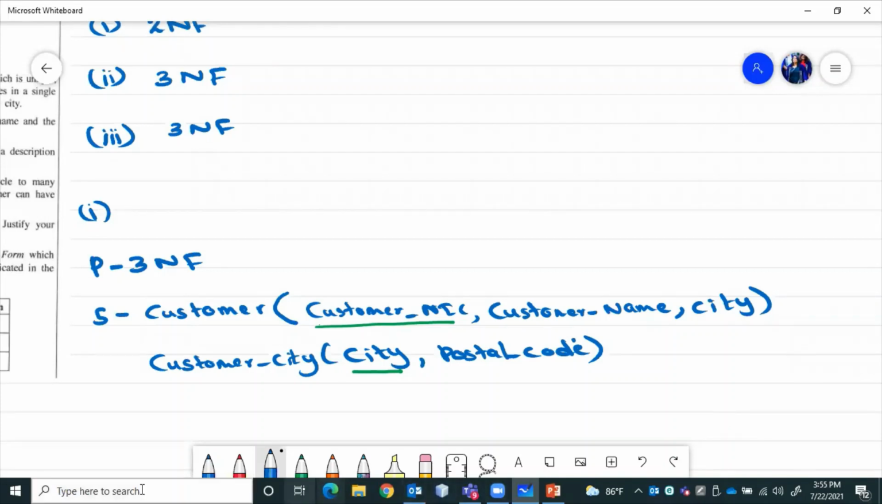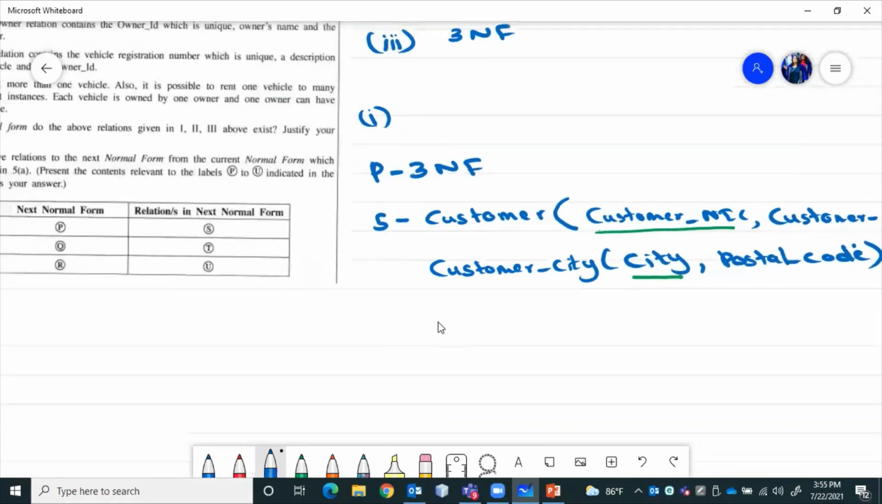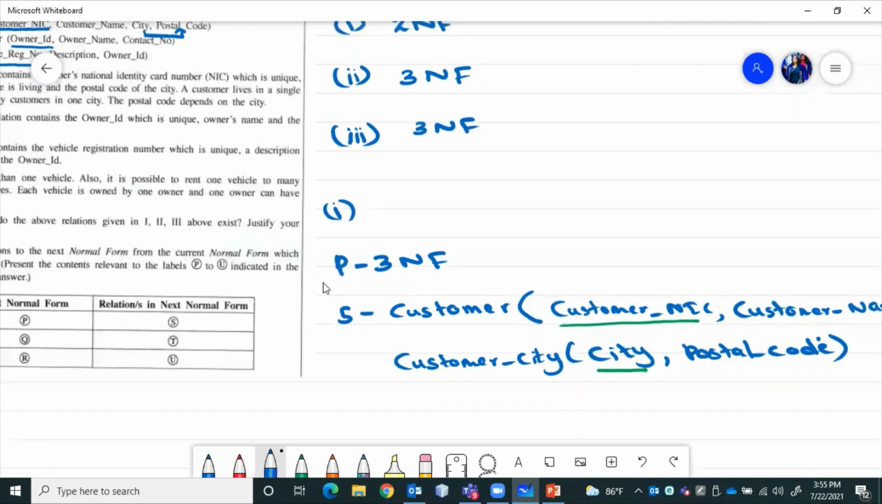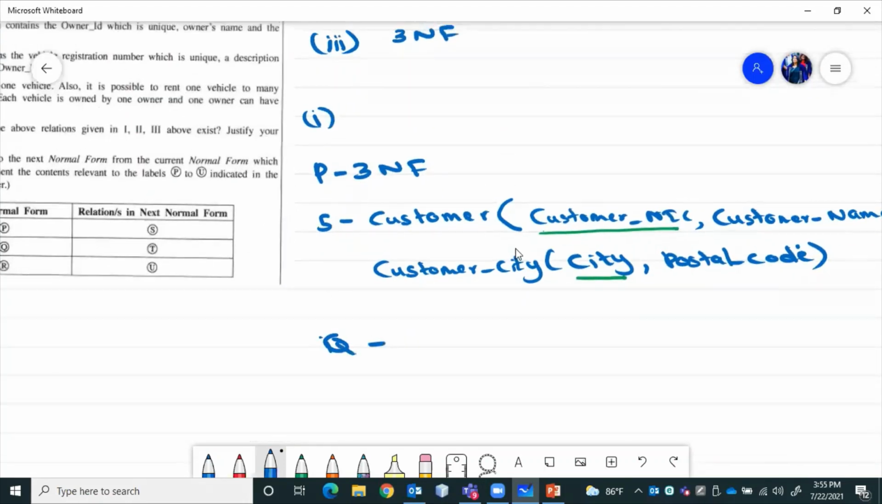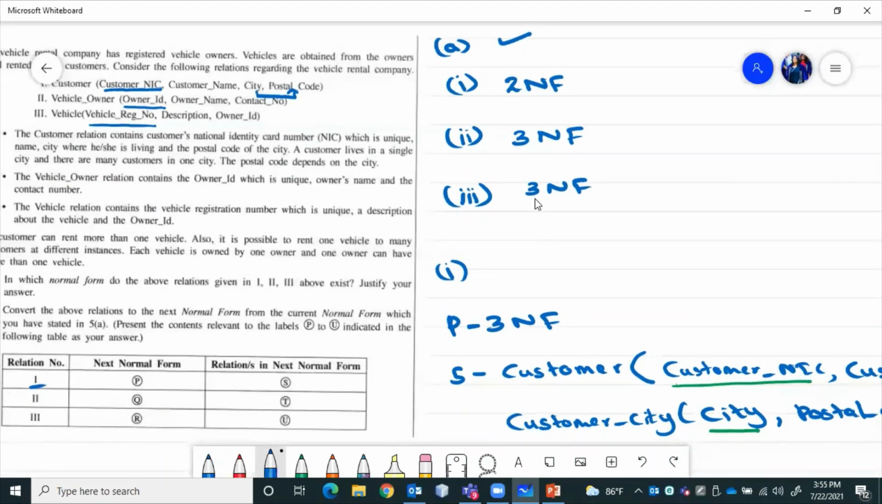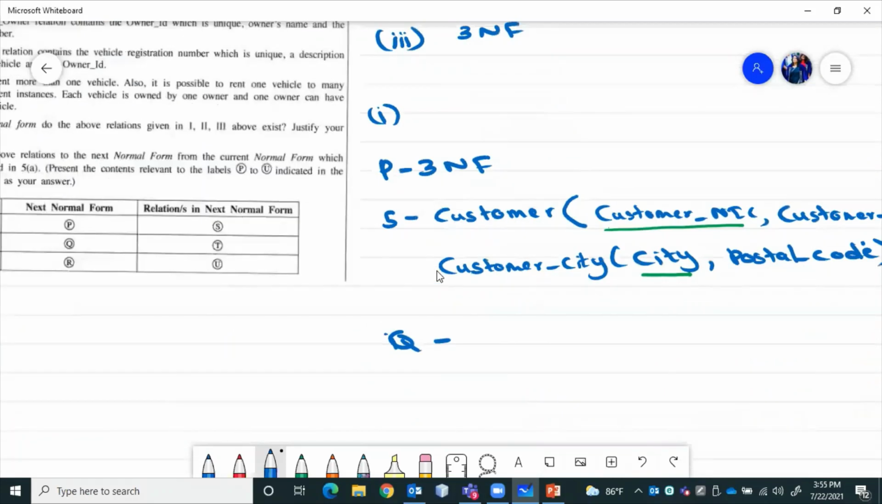Okay, so these two are the answers. Q means the second relation. What is the next normalization form for the second relation? Can we normalize it further? Don't talk about the voice code. Voice code is some kind of additional thing. Can we normalize it? No. So here you can write that it can't be normalized further.